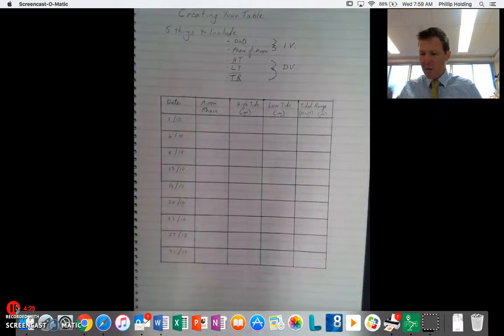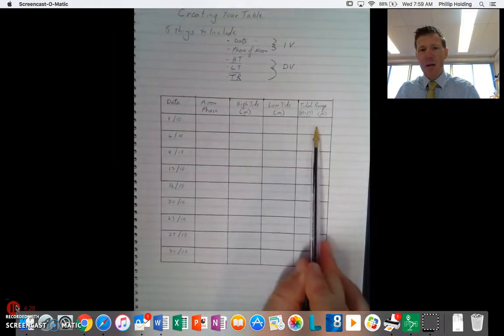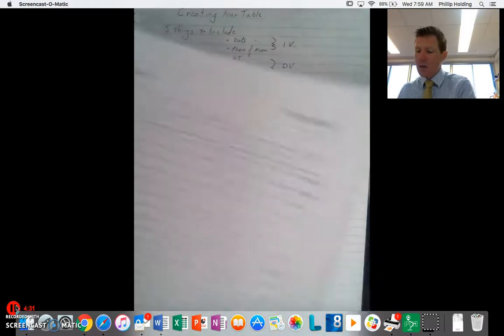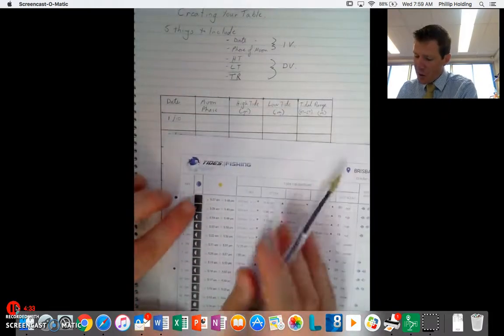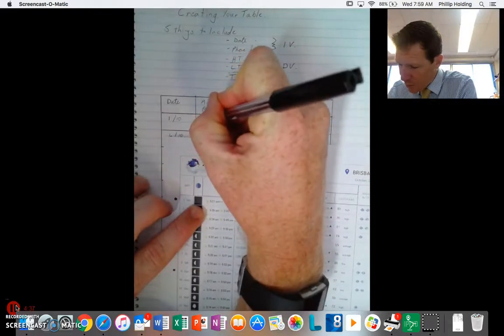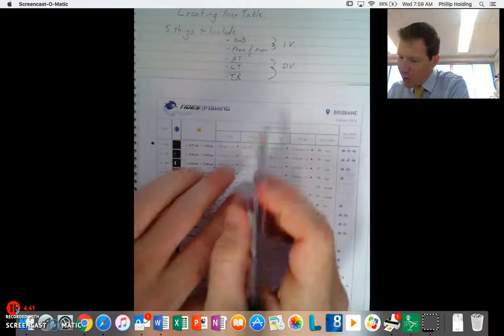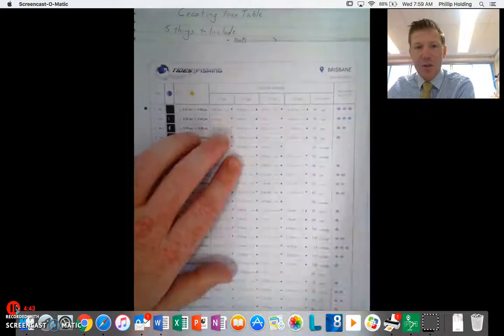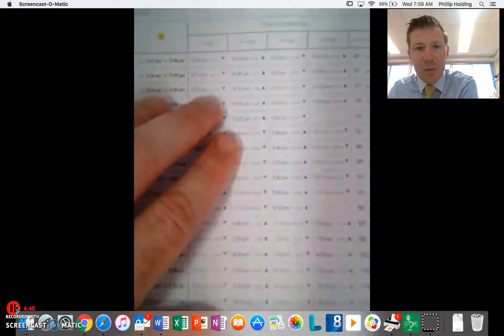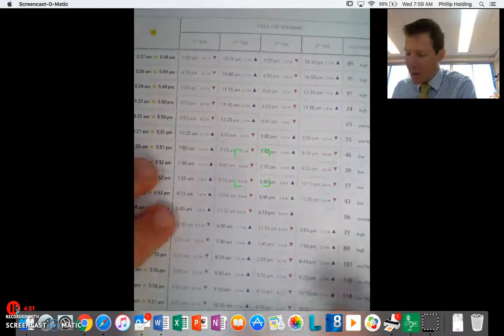Okay, the next step, once you've done that, is to write the high tide and low tides and then calculate the tidal range. Same thing. So if we go to the 1st, we might do this one. The 1st is a new moon. So I write that in, and I go and look for the highest tide. Hopefully I'll give you a bit more. There you go, it's a bit clearer.